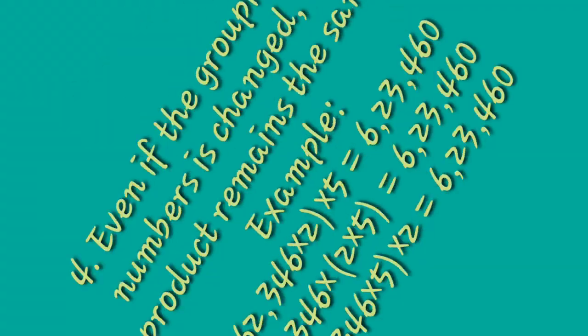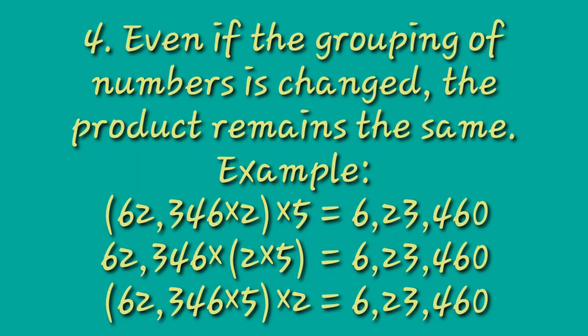The fourth property states that even if the grouping of numbers is changed, the product remains the same. For example, let us multiply 62,346 with 2 and with 5. So if I change the group of multiplication, I can multiply 2 with 5 first of all, or 62,346 with 5 first of all, or 62,346 with 2. Then after the multiplication also, the answer comes out to be 6,23,460. It means that whatever the group we form, the answer will always be the same.